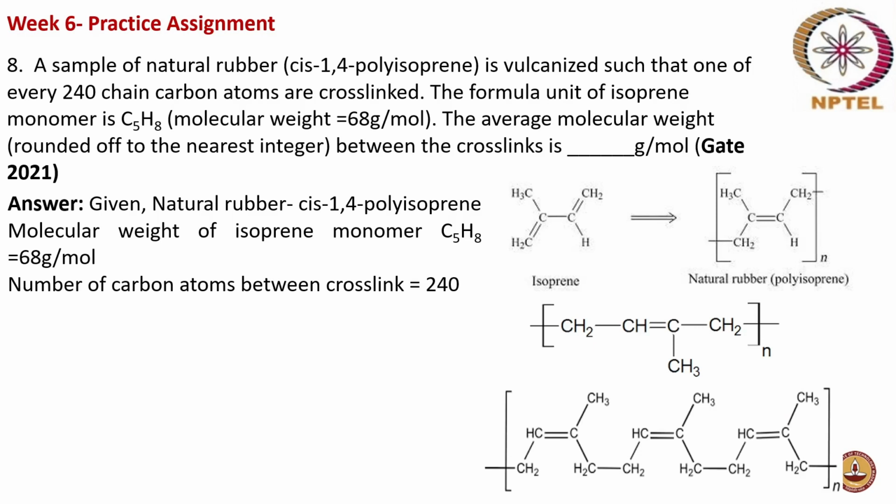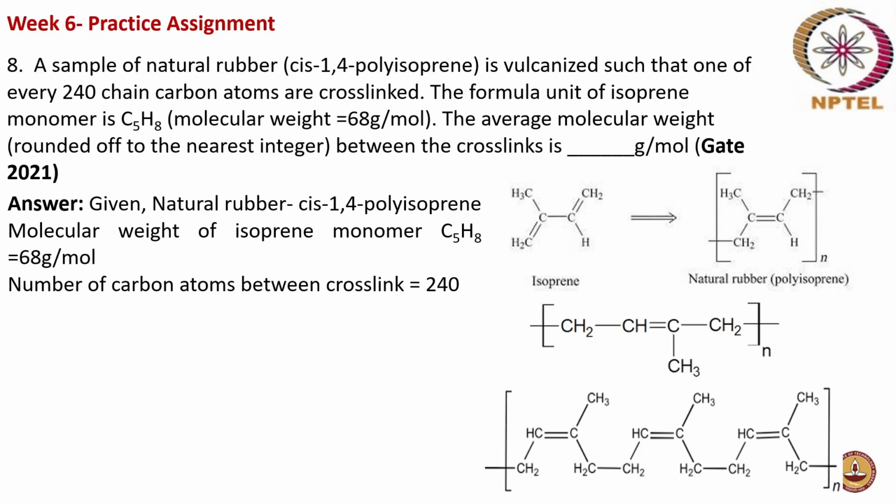Now, if you look into the isoprene unit, how many carbon atoms does it have along the backbone for a single isoprene monomer? This is the isoprene monomer, and this is the natural rubber structure. If you see along the chain, there are four carbon atoms, correct? There is a CH2, CH, double bond CH, CH2, and there is a side group of CH3. So there are four backbone carbon atoms in the single isoprene unit in natural rubber.